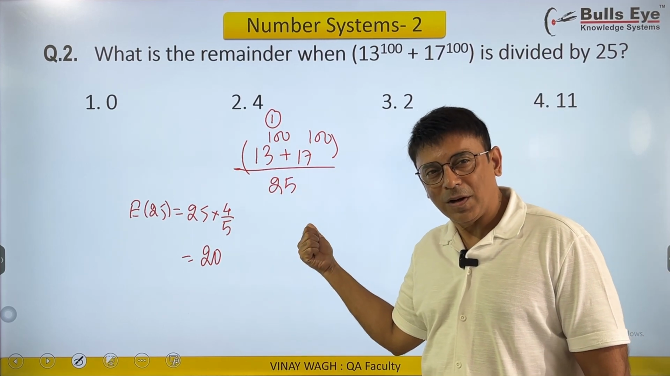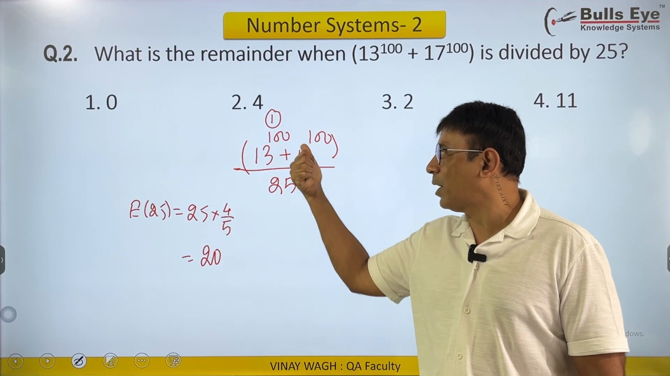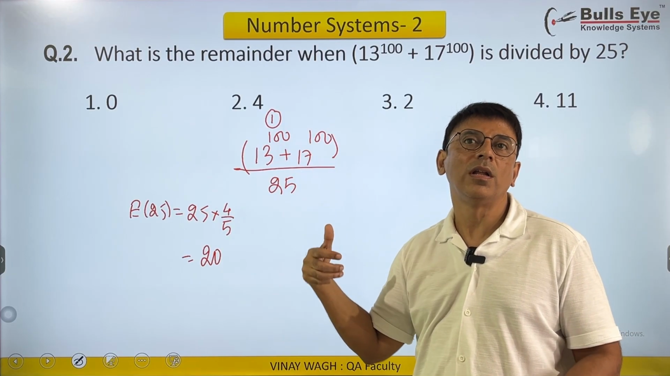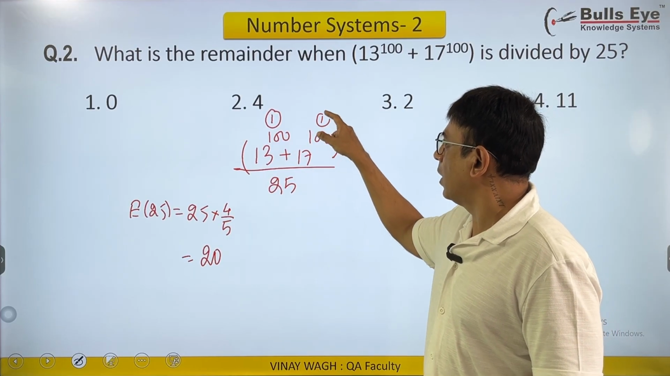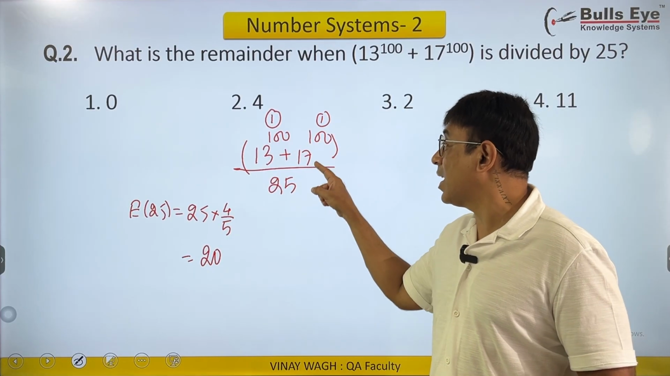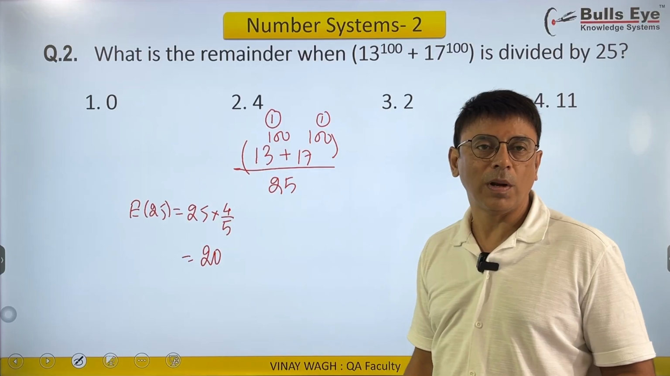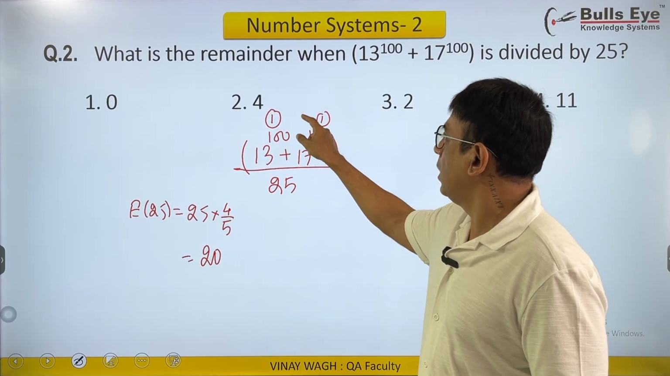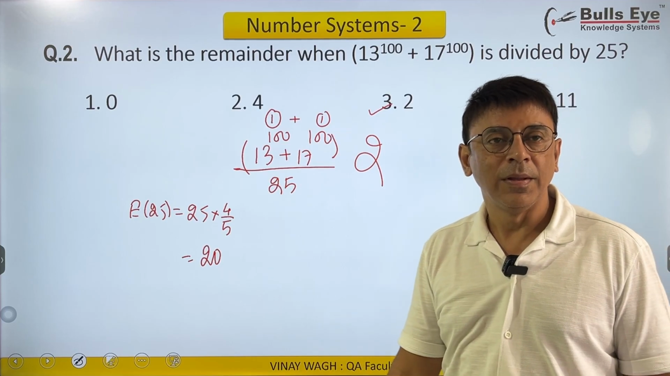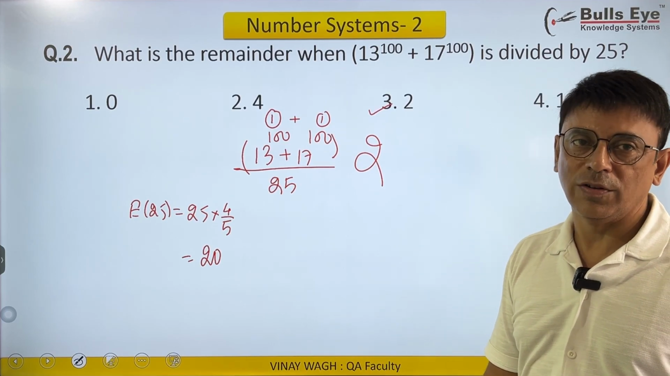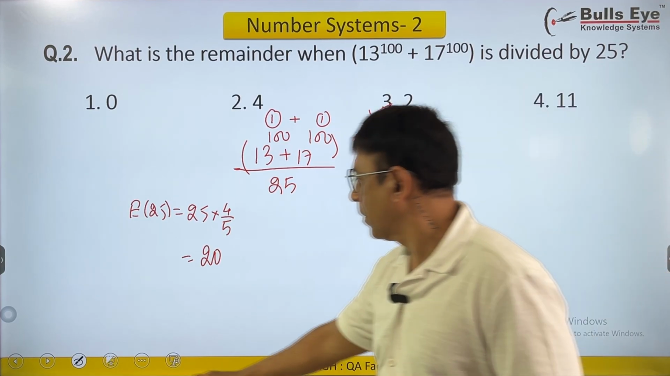I found out the Euler number of 25, which is 20, and I'm trying to find out whether the power of 13 is a multiple of 20. It is indeed. Even in this case, 100 is a multiple of 20. Needless to say, I checked this: 17 should be co-prime with 25, which it is. So finally, 1 plus 1, the remainder is 2, and that's my answer. So that's how you use Euler's theorem in this case.